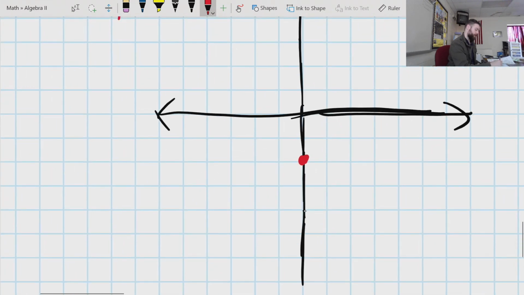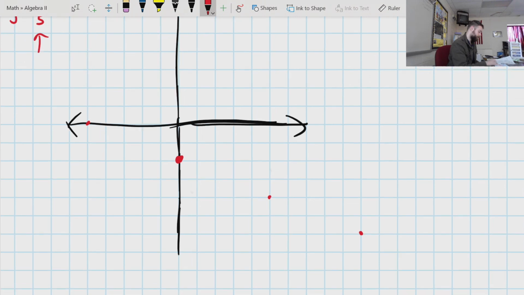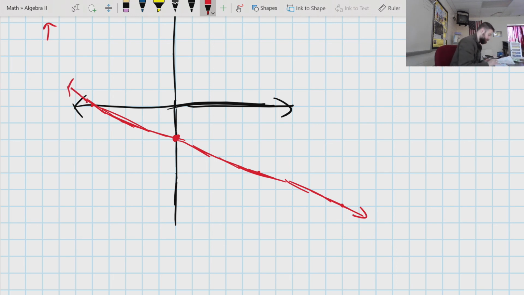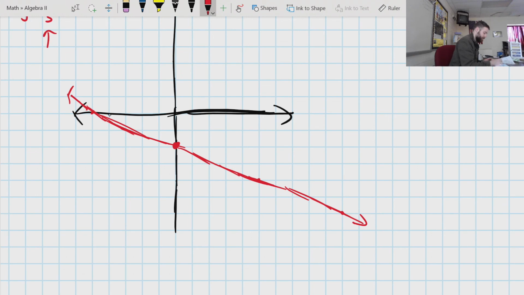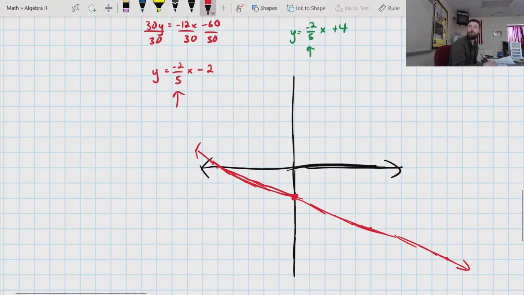So we're going to do that. Down 2, right 5. Up 2, left 5. And that's it. That's all you have to do. And it's kind of dicey there, but that is the line. He's not pretty, but he's my line.